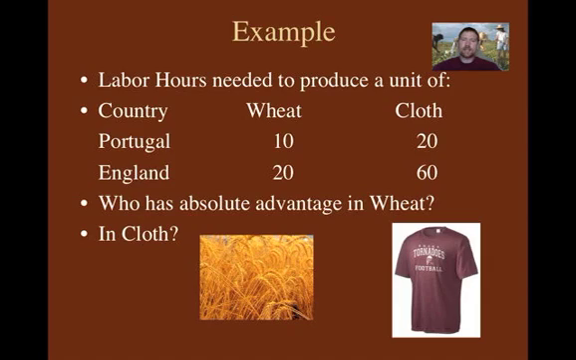So who has absolute advantage? In other words, who can do it the quickest with the least amount of resources? Well, the answer for wheat, we look at that one, and it looks like Portugal. It takes them 10 hours compared to 20. How about cloth? Well, for cloth, it takes Portugal 20 and England 60. They have absolute advantage in both products.